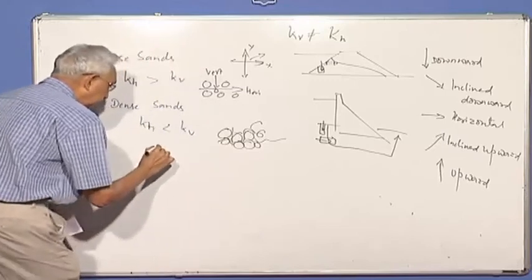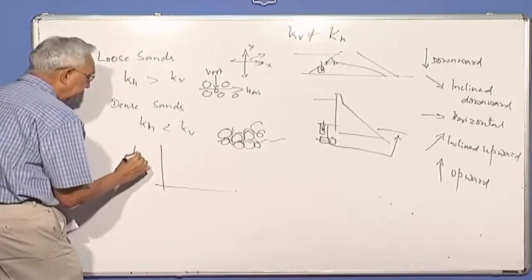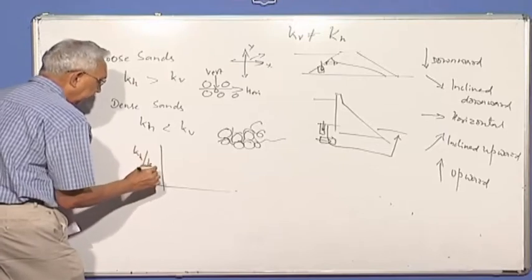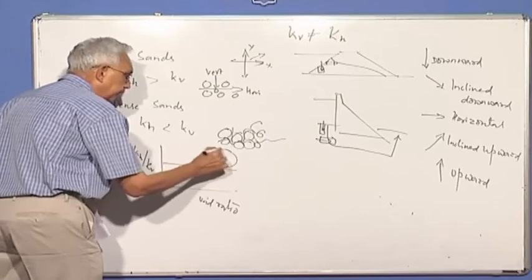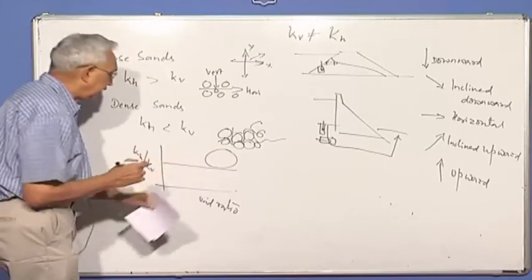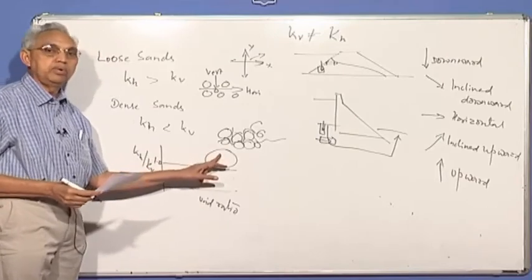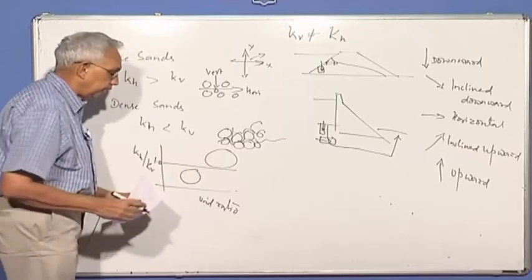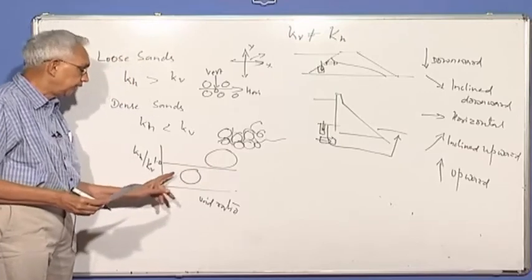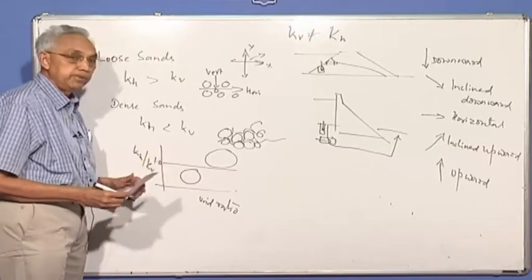So for example, if I plot the permeability ratio Kh by Kv as a function of void ratio, at higher void ratio, the permeability ratio will be more than 1. That means loose soils will have more horizontal permeability than vertical one, whereas for dense soils whose void ratio is less, the ratio will be less than 1 because Kh is less than Kv.